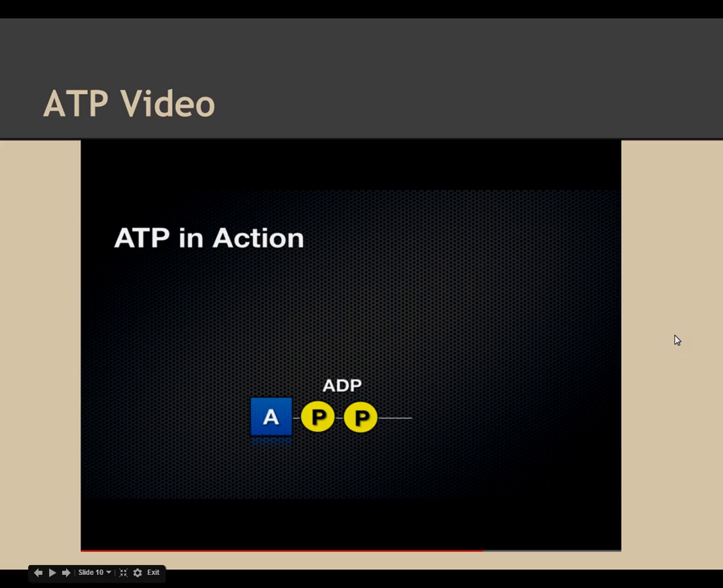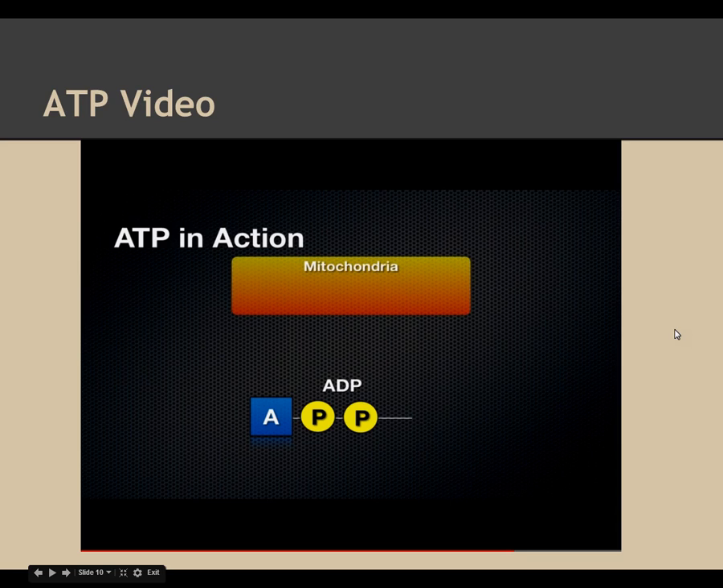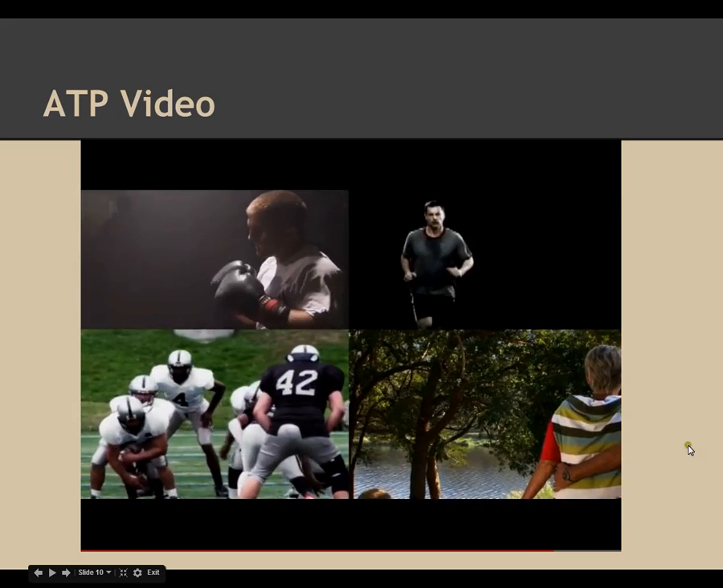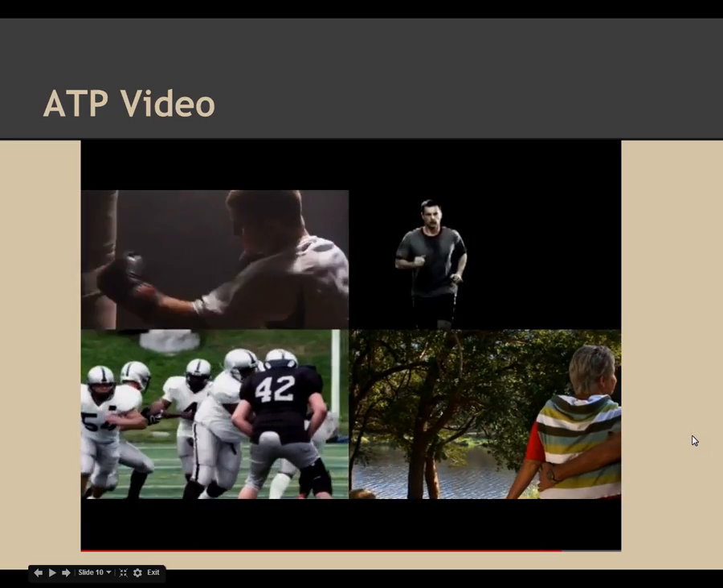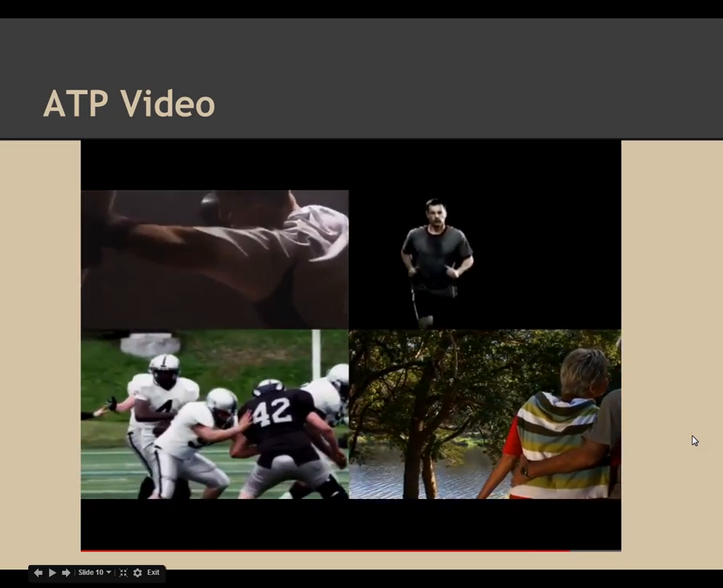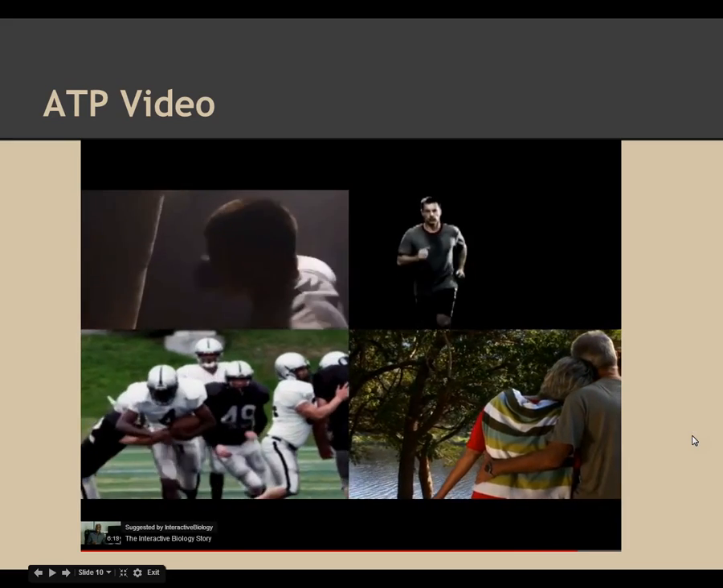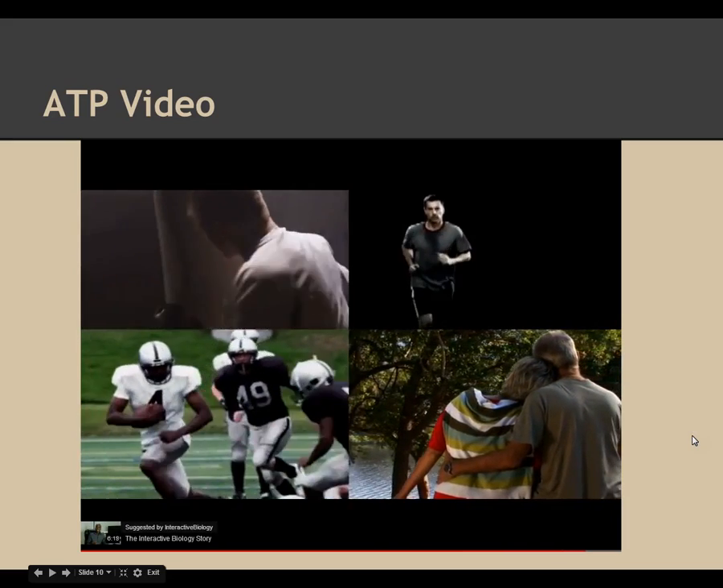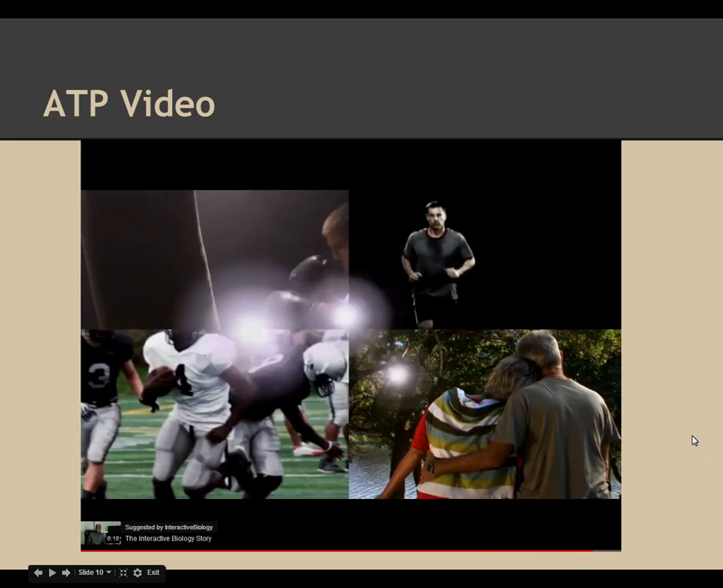If we want to use this molecule again, we need to recharge it as we would do for a rechargeable battery. In order to do this in the cell, we need a very special organelle called the mitochondria. ADP then goes to the mitochondria, and the ADP gets recharged by the mitochondria adding another phosphate on, and it's now ATP again. So whatever you're doing, whether you're preparing for a big match or just going for a jog, playing some football, or even just spending time with your special someone in the park, it does take energy, and that energy is provided by ATP.